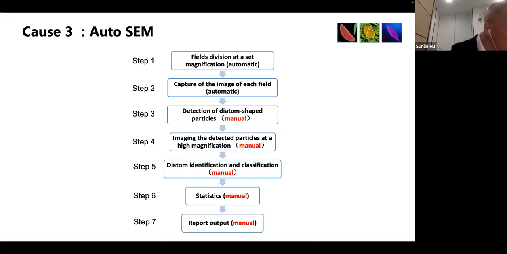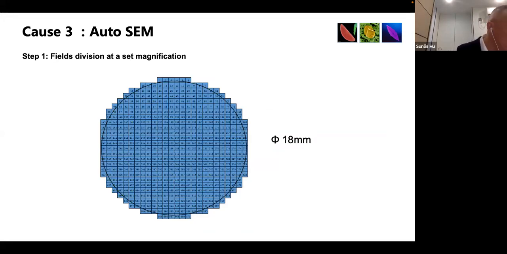We designed the following workflow for the diatom analysis. First, the membrane is divided into a number of fields automatically at a relatively low magnification, for example, 600 times. Then the fields are scanned and the images are saved automatically.